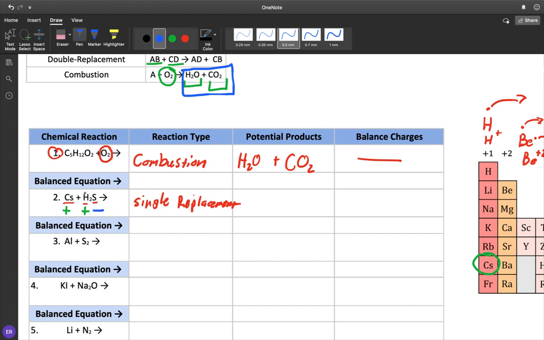Okay, so what's going to happen is that giving them positives and negatives is going to tell us which one is going to switch with what. So the rule is that two positives cannot be together and two negatives cannot be together. So that means Cs and H cannot come together.